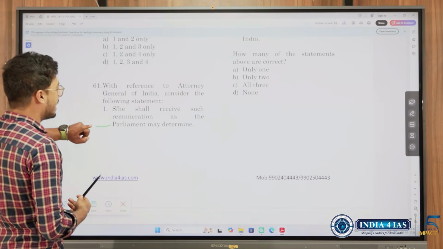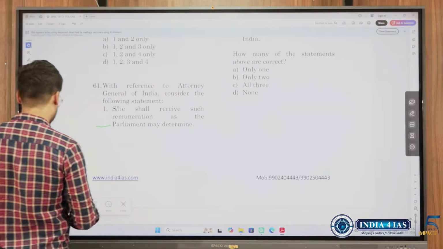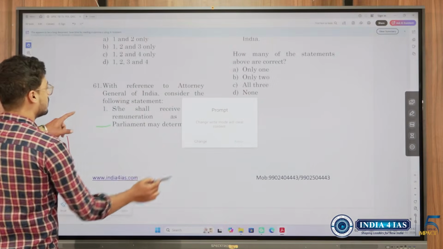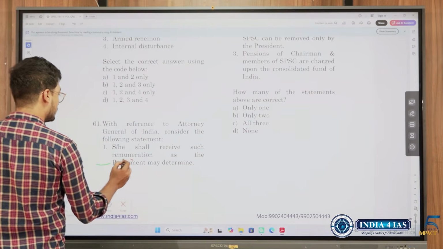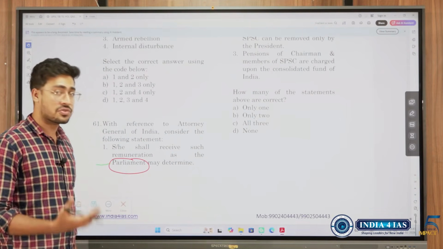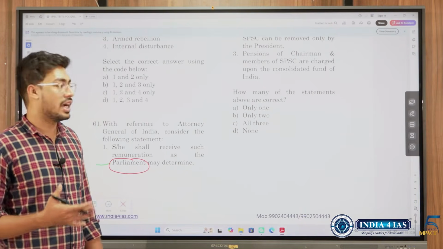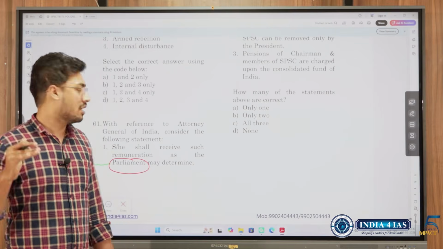Shall receive such remuneration as the Parliament may determine. See, I told you that time. I told you one thing that time. What was that? I told you when it is remuneration, terms of service, salary, all these things, when it is involved, first comes Parliament, which will take the most important things, after that President, and after that would come Governor.